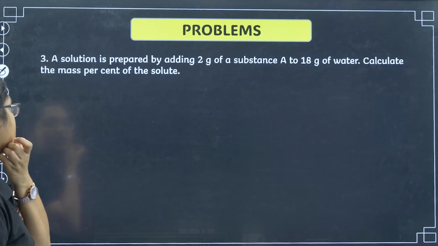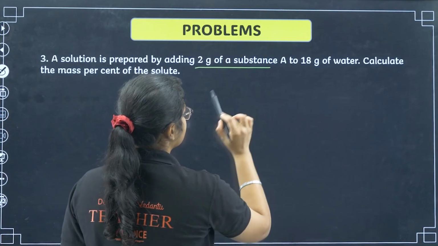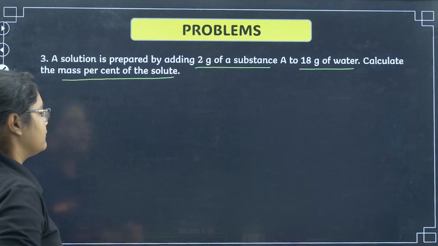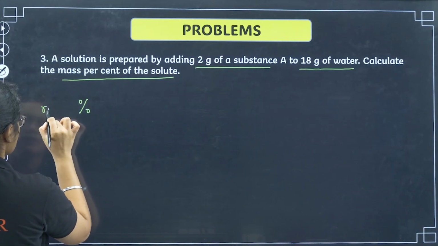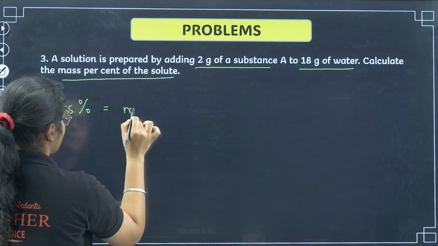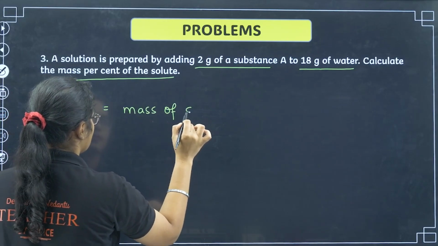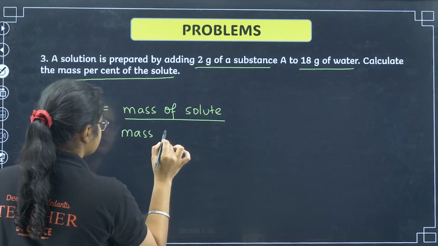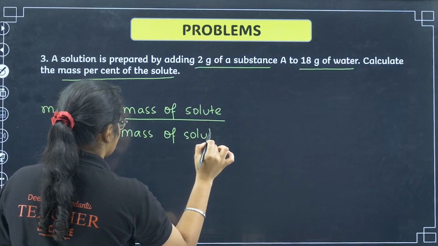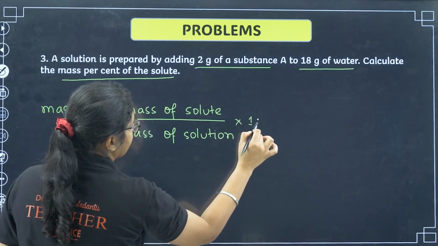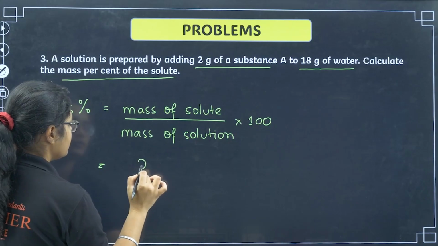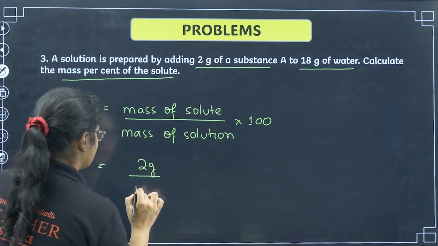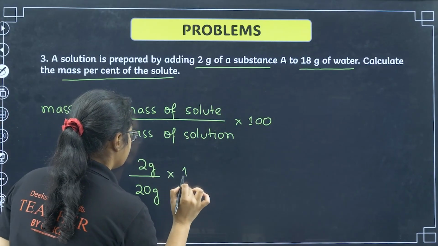Moving to the third question: a solution is prepared by adding 2 gram of substance A to 18 gram of water. Calculate the mass percentage of the solute. What's the formula for mass percentage? Mass percentage is equal to mass of the solute by mass of the solution into 100. What is mass of the solute? 2 gram. What is mass of the solution? 2 gram plus 18 grams, so that is total 20 gram, into 100.